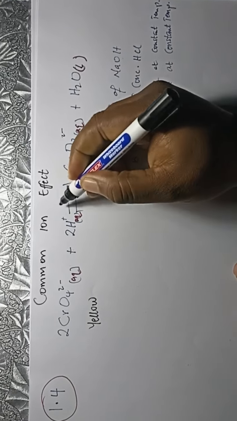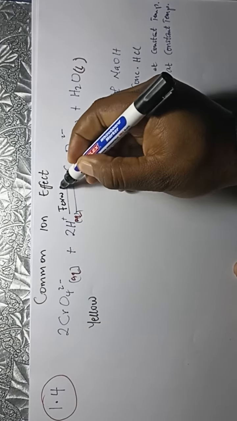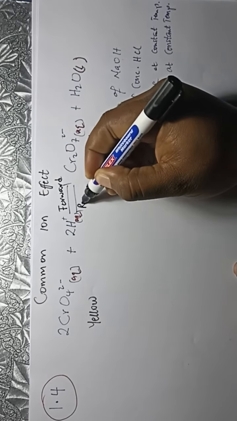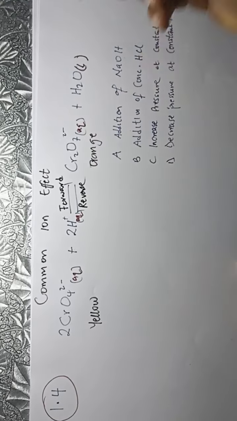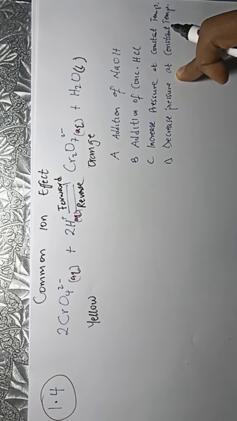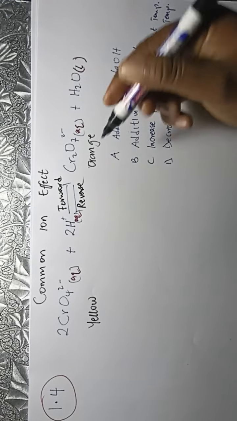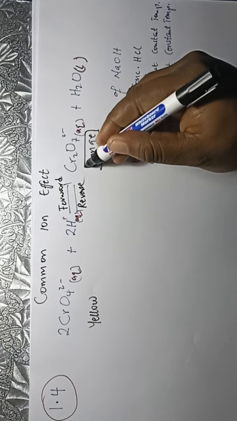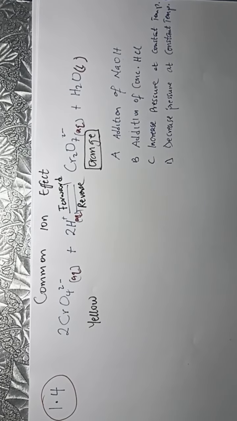Remember, we said we have the forward reaction and we have the reverse. So we are given these conditions and asked which of them will turn this to orange. In other words, favoring the forward reaction.